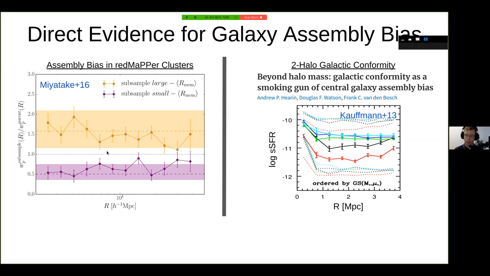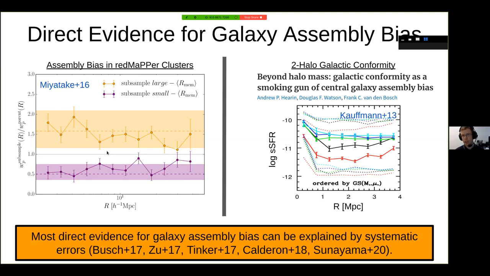Now, during the conference and also over the past 3 years, it became more and more clear that both of these results can be mostly, if not entirely, explained by systematic errors, either in the way we identify groups of massive galaxies or we identify isolated central galaxies. And so the kind of painful lesson that we learned is that these direct searches for galaxy assembly bias, while being seemingly very convincing, are also very prone to systematic errors.